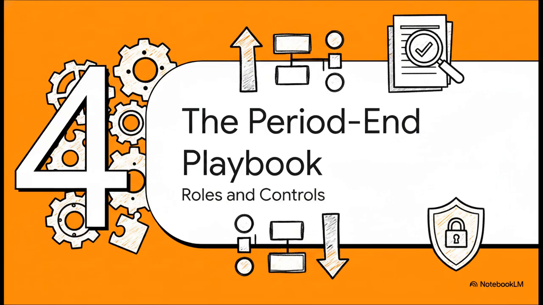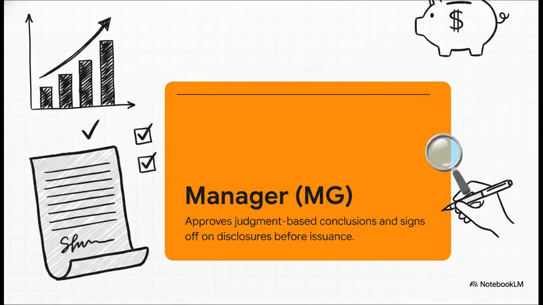That brings us to Section 4, the period end playbook. Let's talk about your roles and controls. To actually survive these rigid audit expectations, you need a foolproof playbook. And success really starts with defining crystal clear boundaries across your team.